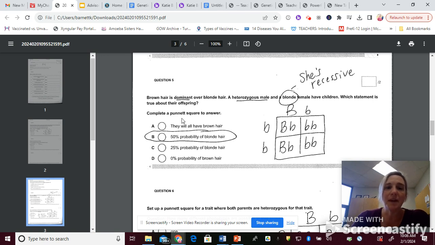So the only answer, will they all have brown hair? No. 50% have blonde? Yes. 25% have blonde? No. 0 have brown? No. So your only answer is B.